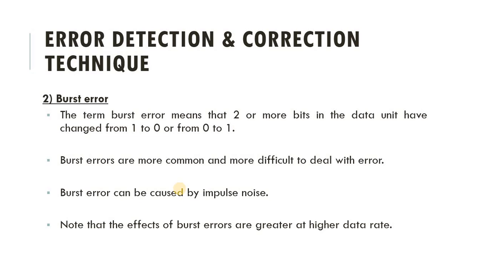Burst errors are the most common and more difficult to deal with. A burst error can be caused by impulse noise, meaning a signal noise, and the effects of burst errors are greater at a higher data rate. It also affects the data because, as we have seen, more than one bit is changed, which changes the overall data. That is why it is difficult to handle.